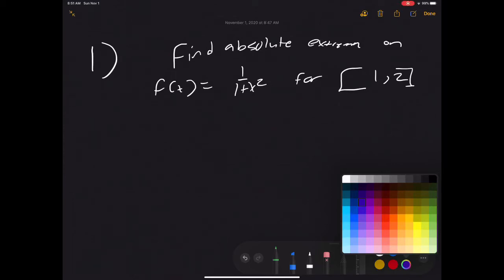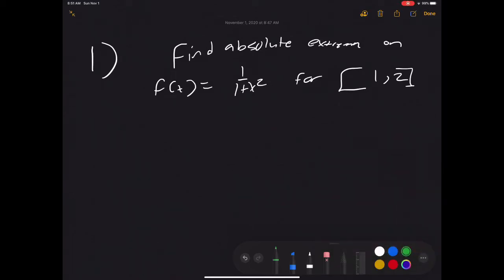This is a video on assorted calculus problems focusing on finding extrema. And so we start with number 1, which simply says find the absolute extrema of f of x equals 1 over 1 plus x squared for the interval 1 comma 2. We'll do this in two ways, one super simple way and then one way using calculus.